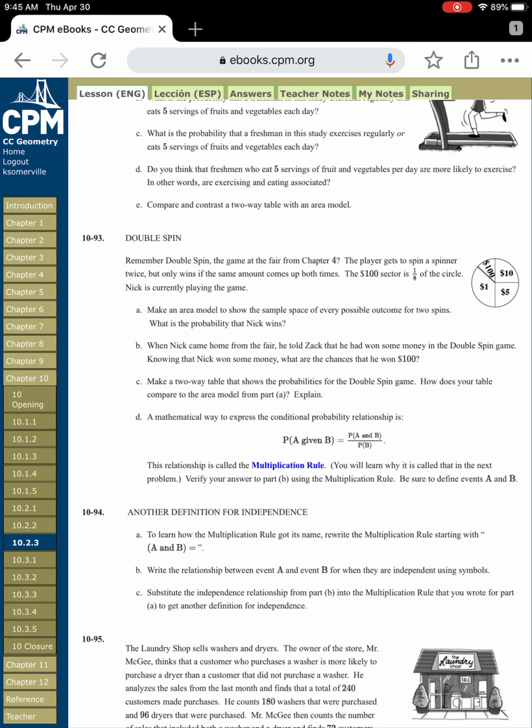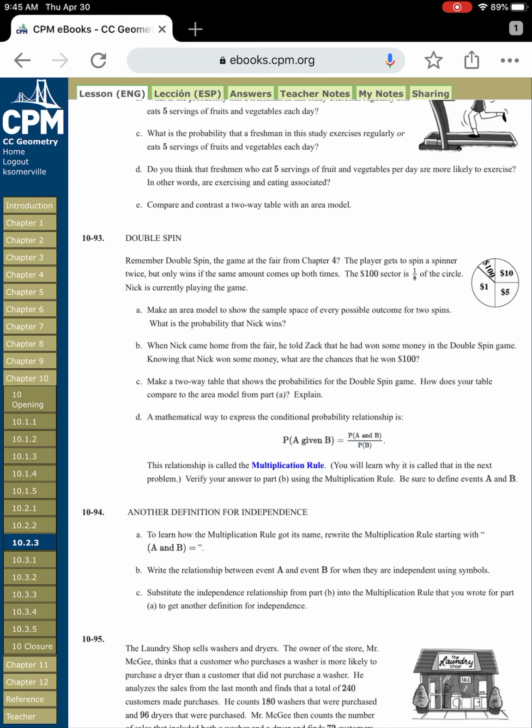We'll be using that to formally introduce the multiplication rule, which is the equation that we've been using because we saw it in an Edpuzzle video to calculate conditional probability, but here we're introducing it through our text and then using it in 94 to look at one more way to tell if two events are independent from one another.